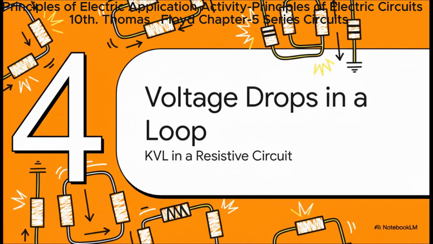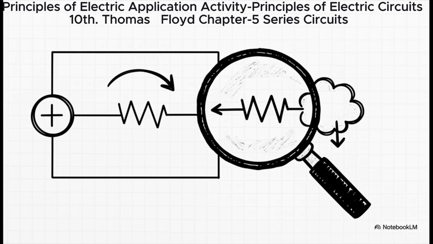Okay, so sources are one thing, but let's build this out into something a little more practical. We're going to add resistors into the loop, and these are the components that actually use up that energy and create what we call voltage drops. So what we're going to do now is take a totally standard series circuit and just apply KVL to it. And the process is all about using our good old friend Ohm's law to figure out the exact voltage drop across each and every one of those resistors.